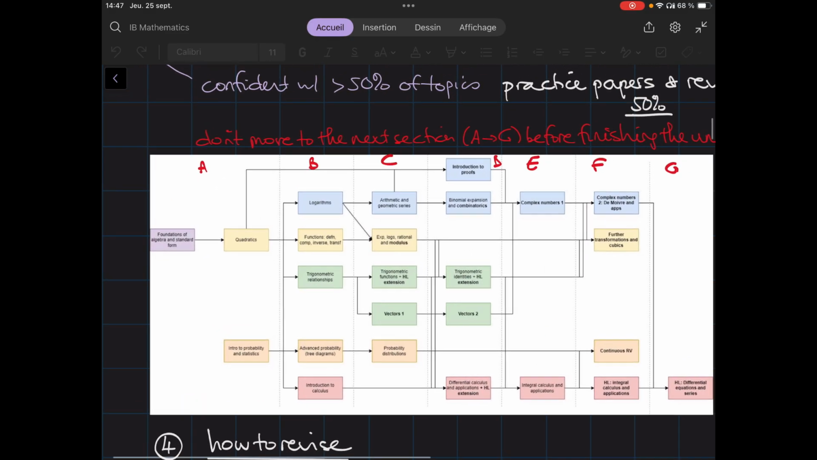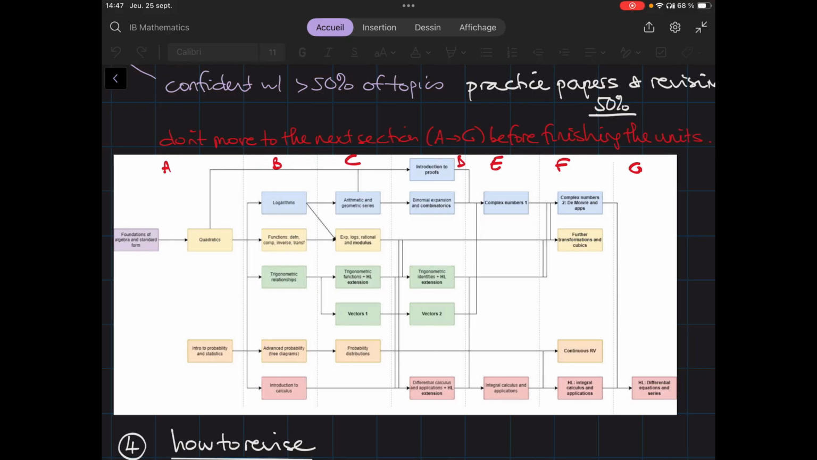Here is a list of topics and the order in which I would recommend you to revise. You will start with Part A, Foundation of Algebra, moving on to quadratics and problem stats. Those are absolutely fundamental for the rest of the course. Then you can pick and choose one of the 5 topics in section B, and you keep working on them until you're done with all 5 topics in this section. Then you move on to section C, and so on. Do not move on to the next section before finishing all of the units.